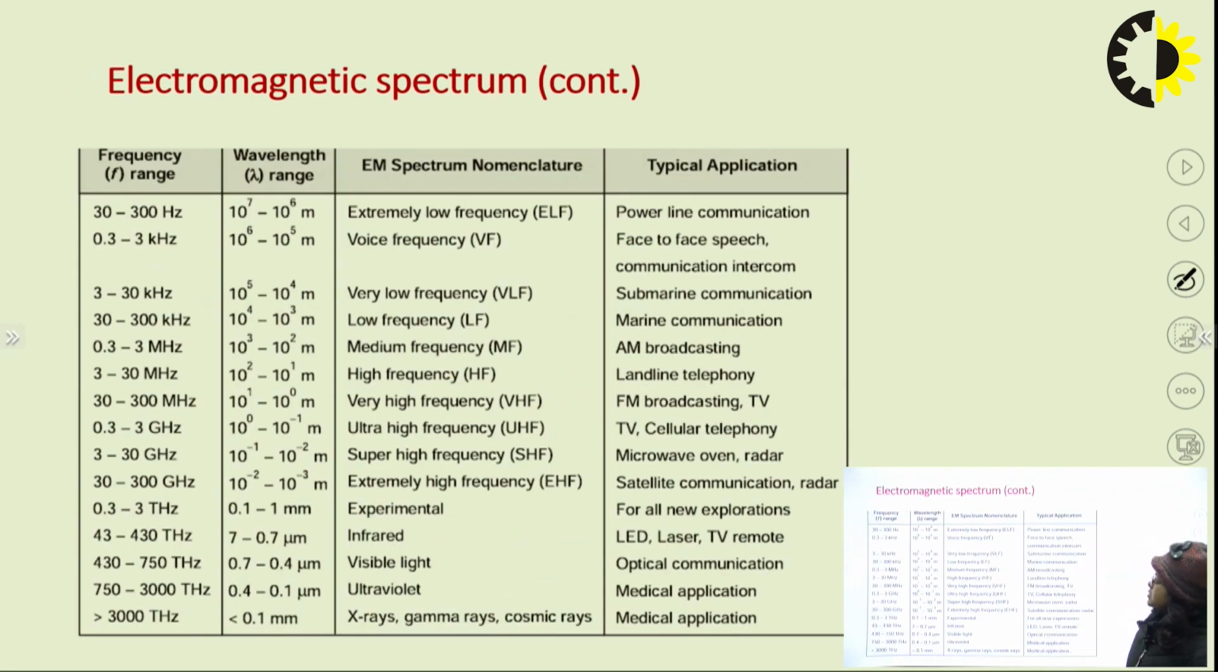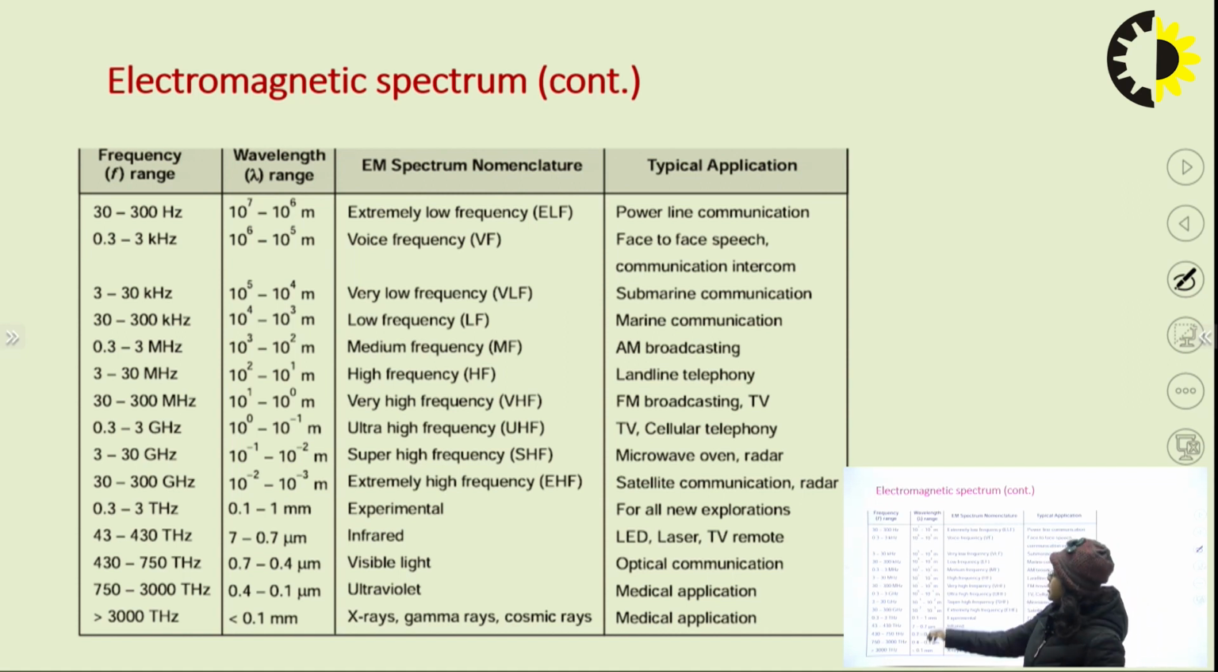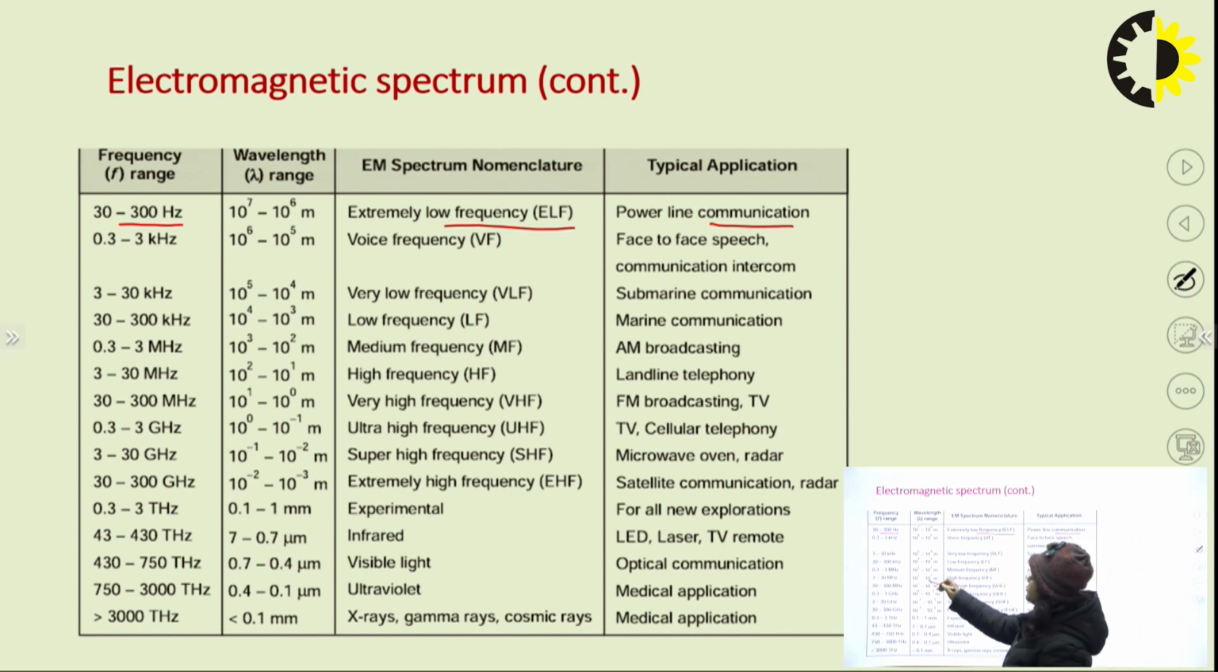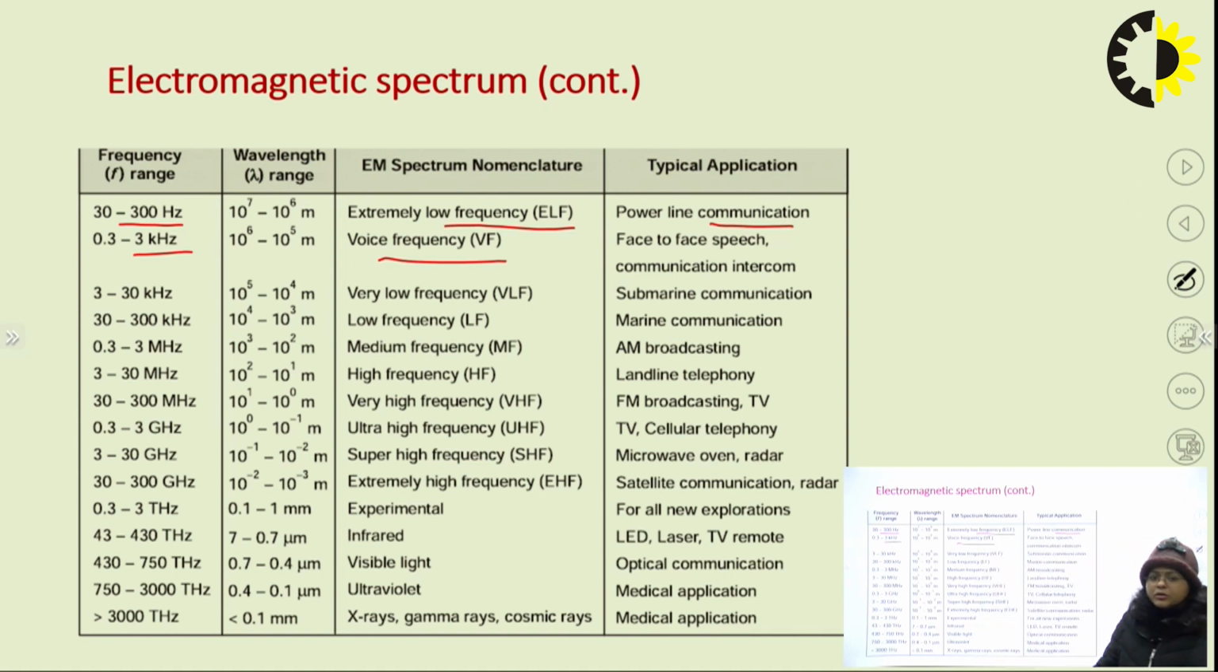If we classify this spectrum in frequency range and wavelength range with respect to nomenclature and application, we start from the very lower frequency in the range of Hertz and move towards terahertz. From 30 to 300 Hertz, the spectrum is called extremely low frequency and is used in power line communication. From 0.3 to 3 kilohertz, it is called voice frequency, which we use to communicate, and it is used for face-to-face communication or intercom communication.